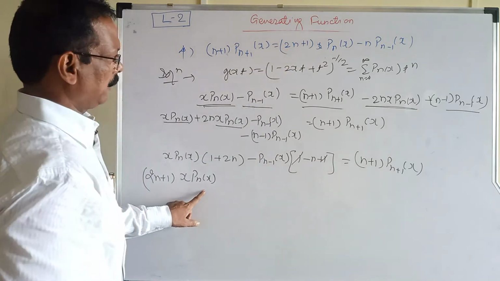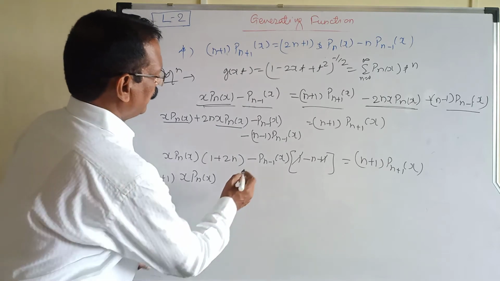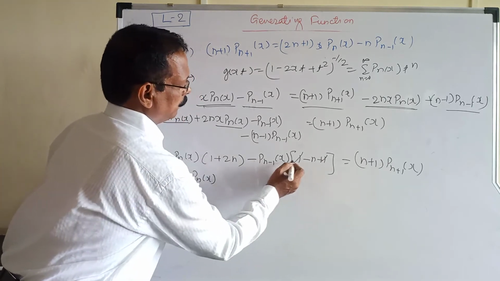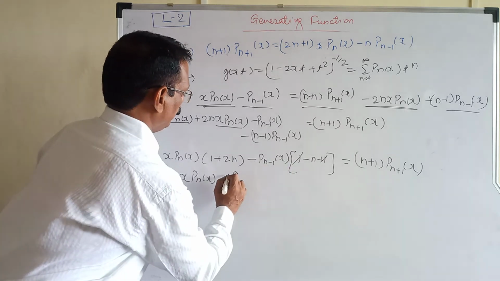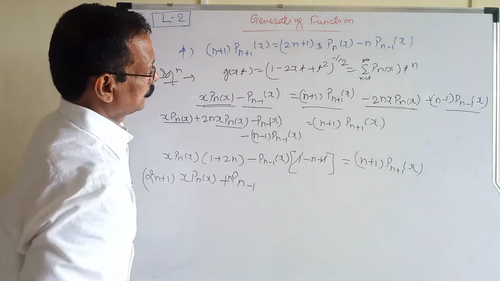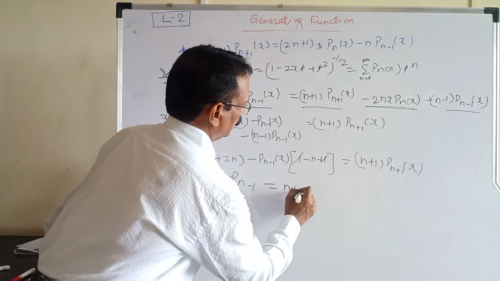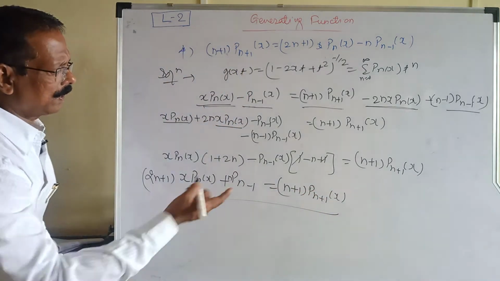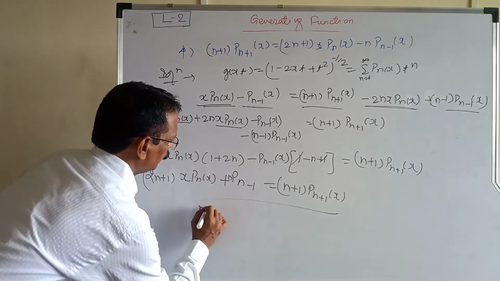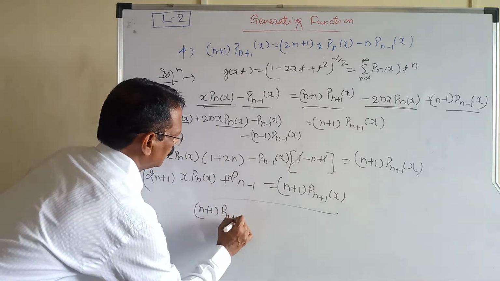2n plus 1 into x into Pn of x here. There is no problem. So minus 1, here is n into Pn minus 1, and it is equal to n plus 1 Pn plus 1 of x here. So this is the example here, or rewrite the term here. What we get here? N plus 1 Pn plus 1 of x.